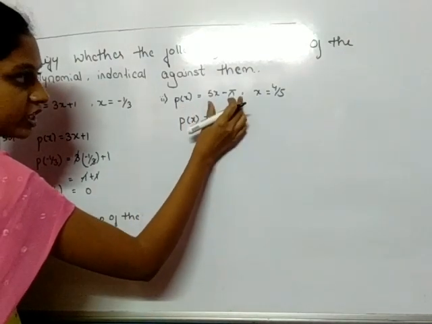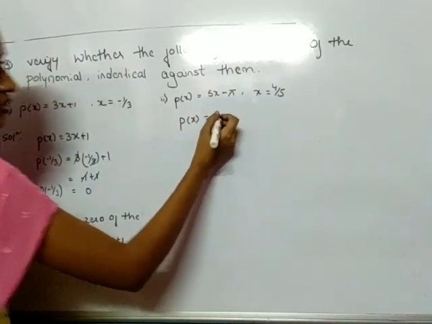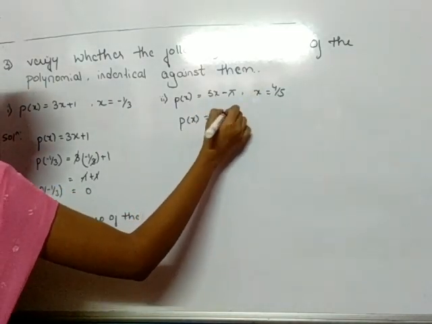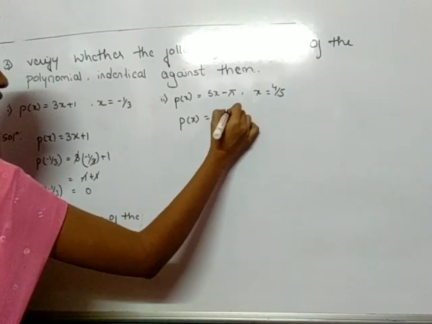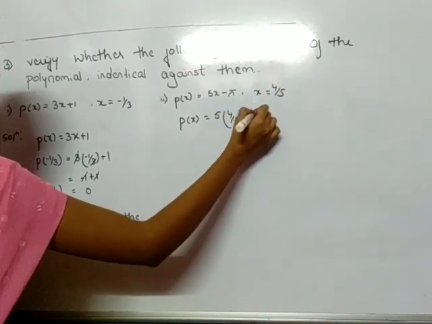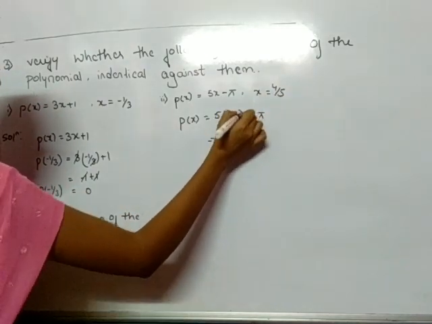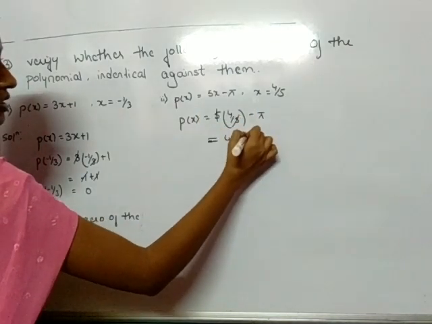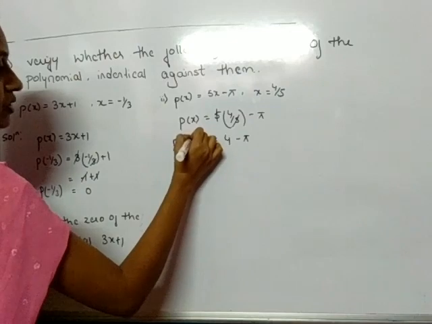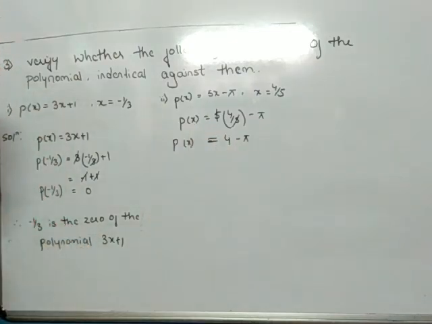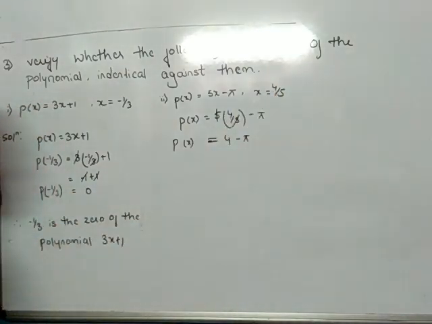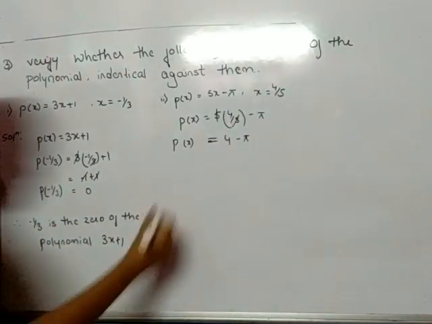Here they have given the polynomial and the value of x also. We will substitute the value of x in this. 5 into bracket, x value is 4 by 5, minus 5. Right? So 5 cancels. Remaining is 4 minus 5. You can observe that we are not getting any 0 here, right? So 4 by 5 is not a 0 of the polynomial.